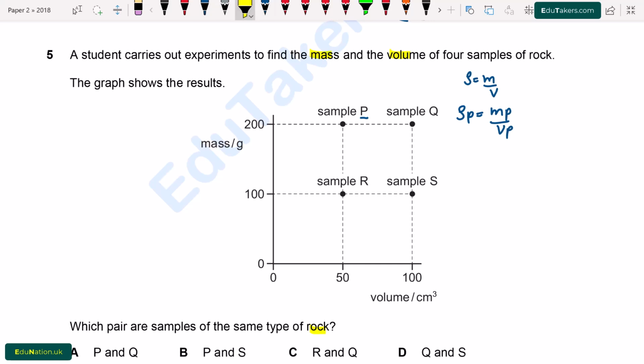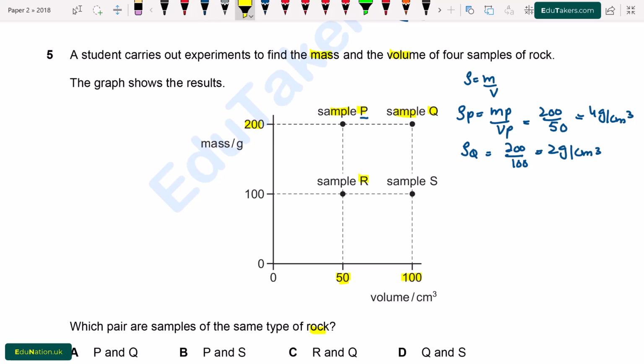Here we can see that the mass of the sample P is 200 gram while the volume is 50. So I write here 200 divided by 50, which is equal to 4 gram per cubic centimeter. For the sample Q, density will be, again sample Q has mass 200 gram, but the volume is 100. So I write here 200 divided by 100, which is equal to 2 gram per cubic centimeter.